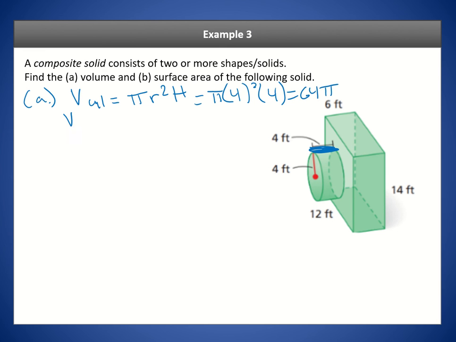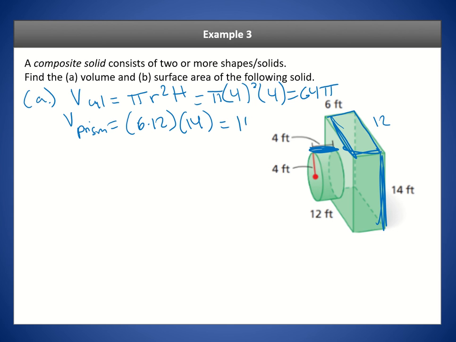All right, so now let's do the volume of the prism. In this case, this rectangular prism. So the base of this rectangular prism is this here, which is also on the bottom. It's a 6 by 12. So the base is 6 times 12, and the height is 14. So we multiply that by 14. All right, so we got 6 times 12 times 14, and that's 1008.